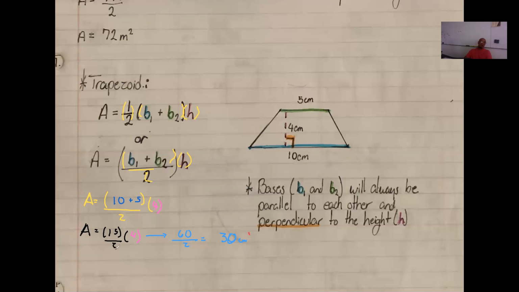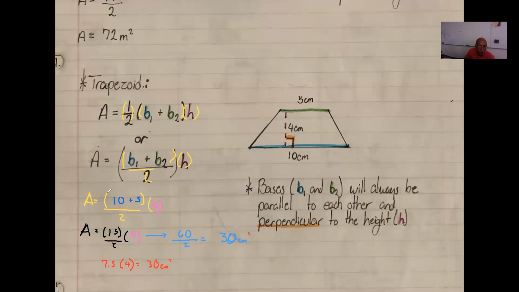Or you could first divide 15 by 2, and 15 divided by 2 is 7.5. Then multiply by the height, and that again will give you 30 centimeters squared. Notice that either way that you do it, you're going to end up with the same answer.